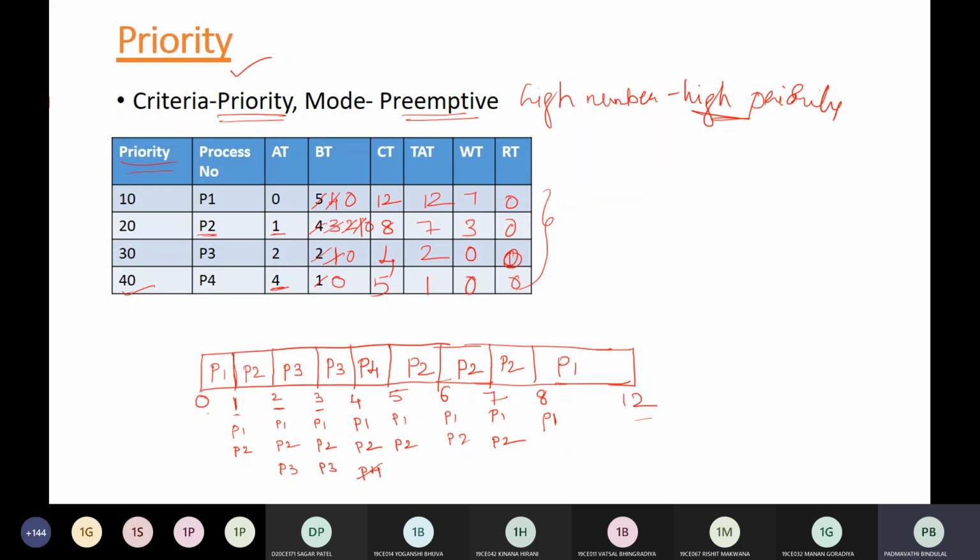And in that case it becomes FCFS फिर वो. And in case you are having arrival time also same, then go with the process ID. Whichever process is having least process ID, you can go with that process ID. Okay, so clear priority part? Yes.